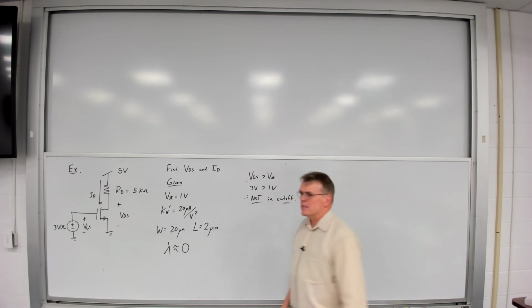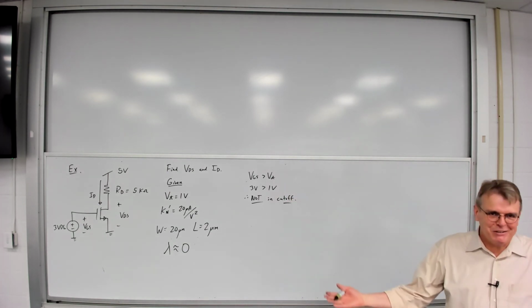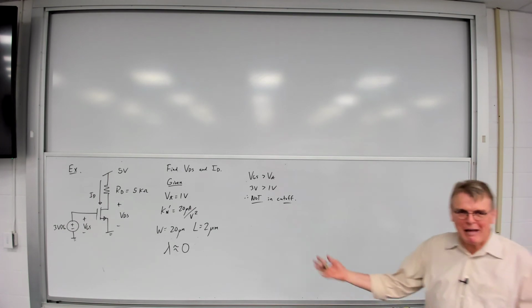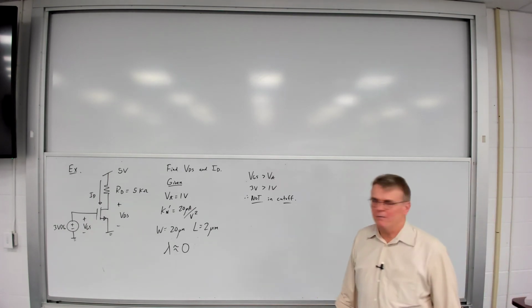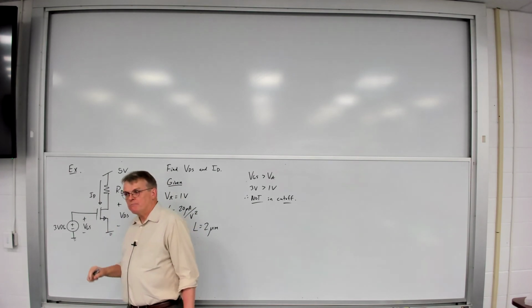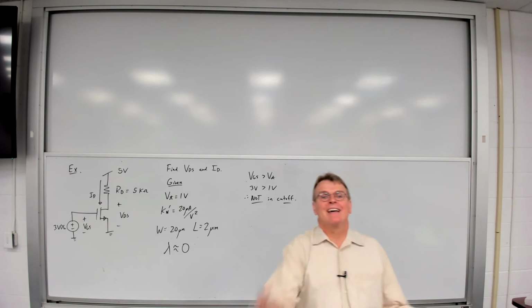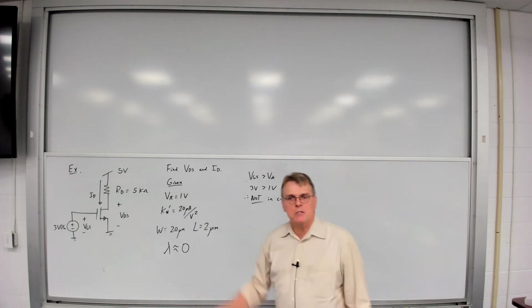Which makes sense. A circuit where the transistor is off is not a particularly exciting circuit, right? It's not going to do much. We want to apply power and we want to turn the transistor on. But the question is, is it in saturation or triode? I have no idea. Let's make an assumption. I'm going to assume it's in saturation.